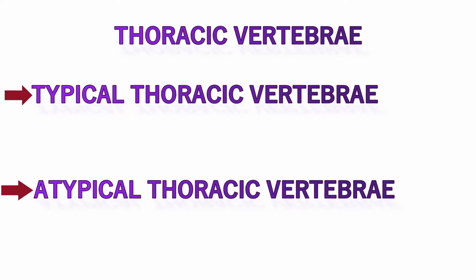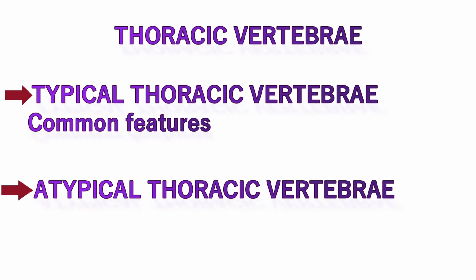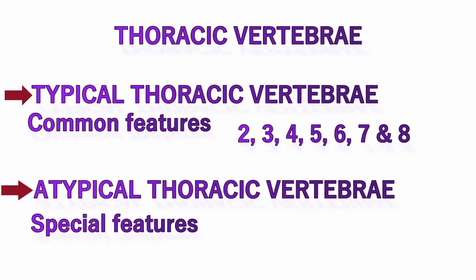Typical thoracic vertebrae are those vertebrae which present common features. The second to eighth thoracic vertebrae are included under typical thoracic vertebrae. The atypical thoracic vertebrae are those vertebrae which present special features. These include the first, 9th, 10th, 11th and 12th thoracic vertebrae.